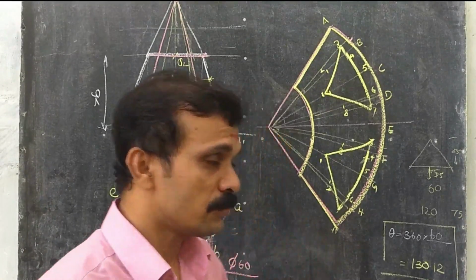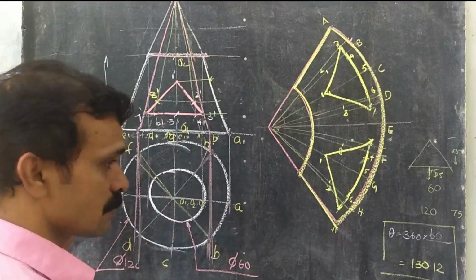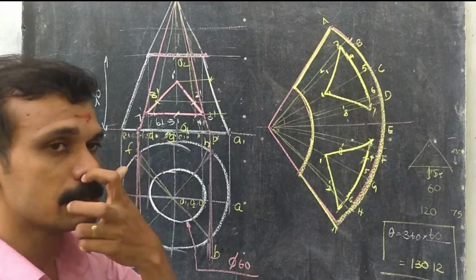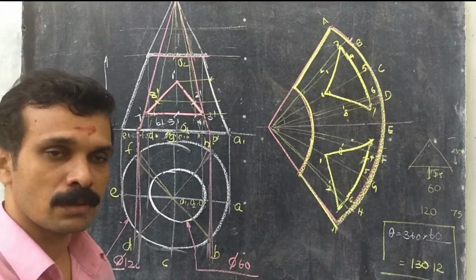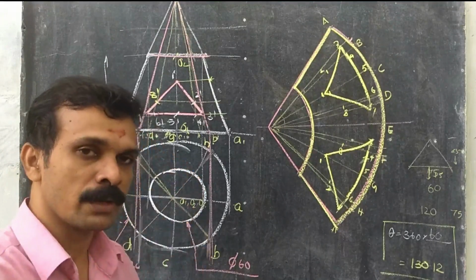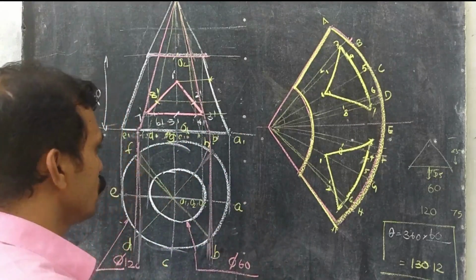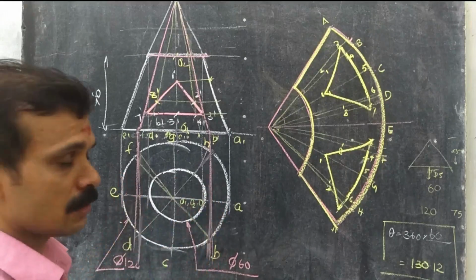I will explain again. For constructing the development of frustum, here it is given that the base diameter is 120, the bottom diameter is 120, and the top diameter is 60, and the height is 75. So the first thing is we have to draw the top view. Usually, in every sense, we are drawing the top view first, because in the top view you can see the base. So the top view first. So the lower portion and the upper portion. We draw the two circles.